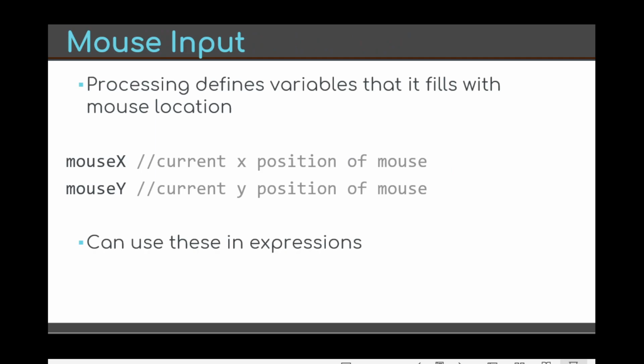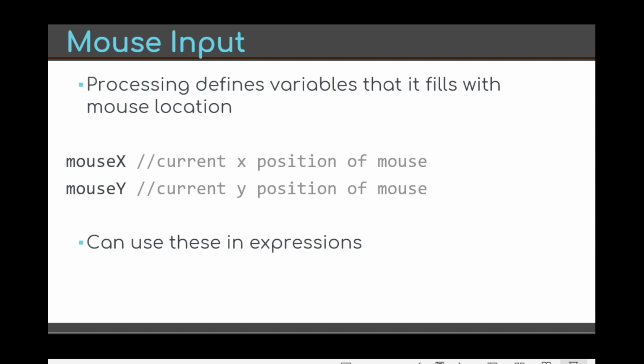So we're going to use this in some examples. Let's talk about mouse input, just briefly. Processing gives you some variables that it fills as a mouse location that you can just use. They're called mouseX and mouseY. And you can use these in expressions. You just use them as you would any other variable you've declared.